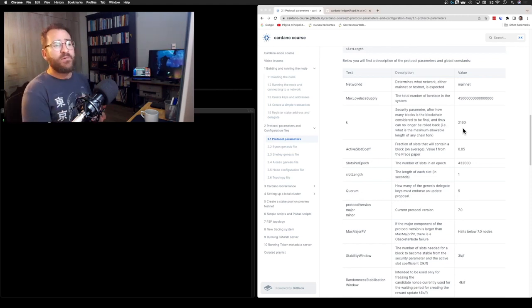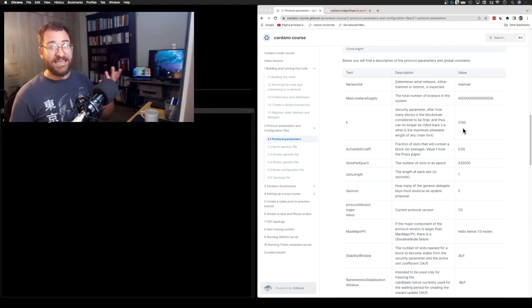So now the next parameter we have is slots per epoch. We have briefly talked about it. It is the total number of slots in an epoch. Right now it is 432,000 slots per epoch, and that is roughly, exactly 5 days. Then we have the slot length. As we said before, it is 1 second. Since Shelley, we have 1 second slots.